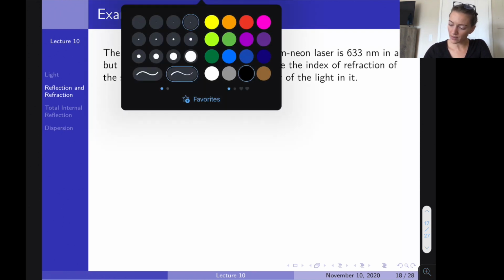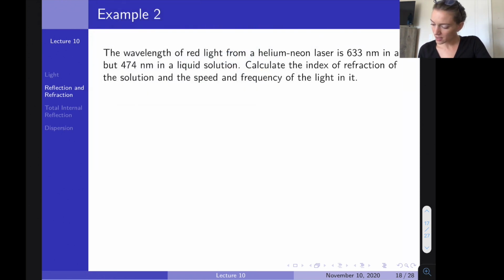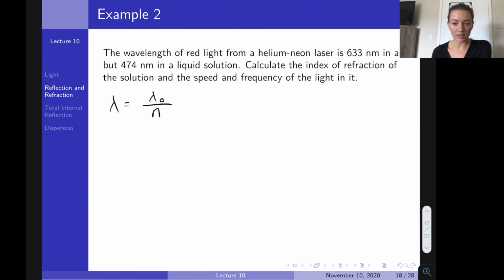So let's do the wavelength first. That's easy because the wavelength obeys this equation: the wavelength in a vacuum divided by the index of refraction is the wavelength in the medium. So we have this lambda and this lambda, and we just solve for n. So n is equal to lambda naught over lambda.